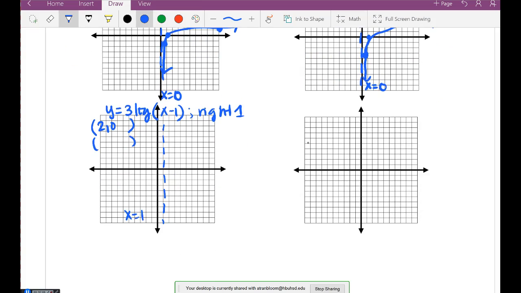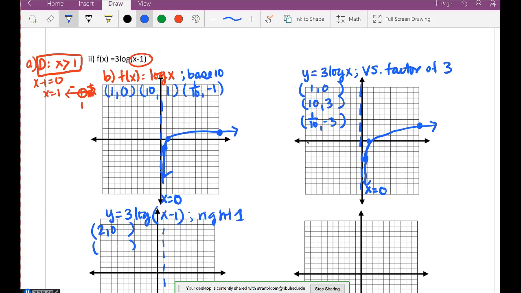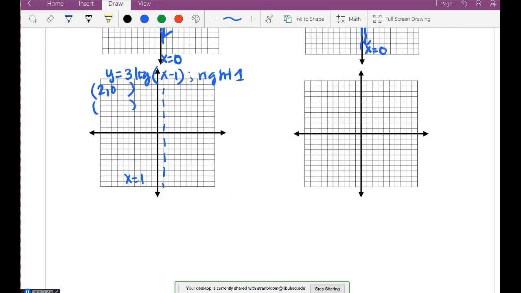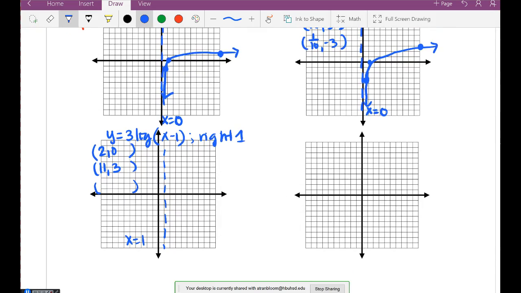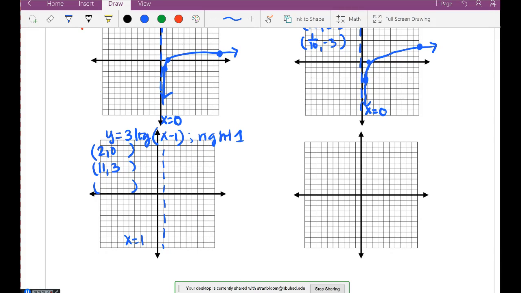Okay. Next point, it used to be 10, 3, so now it's what? 11, 3. Okay. Next point, it used to be 1/10, negative 3. So where would that be now? 1 1/10. Very good. Negative 3. Beautiful. We already have your asymptote drawn out.